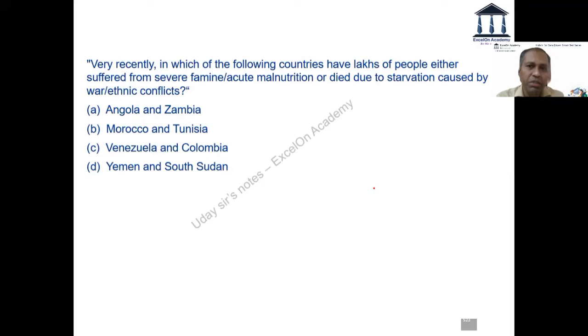Very recently, which of the following countries have lakhs of people died? Lakhs of people either suffered from severe... So let's look at the keyword, guys, again. See, again, my same problem: very recently. Which of the following countries have lakhs? So they're giving you a sense of proportion. Either suffered from, either means one of the two conditions. If it is satisfied, then we can go for it. Either suffered from severe famine, acute malnutrition, or died due to starvation caused by war or ethnic conflicts.